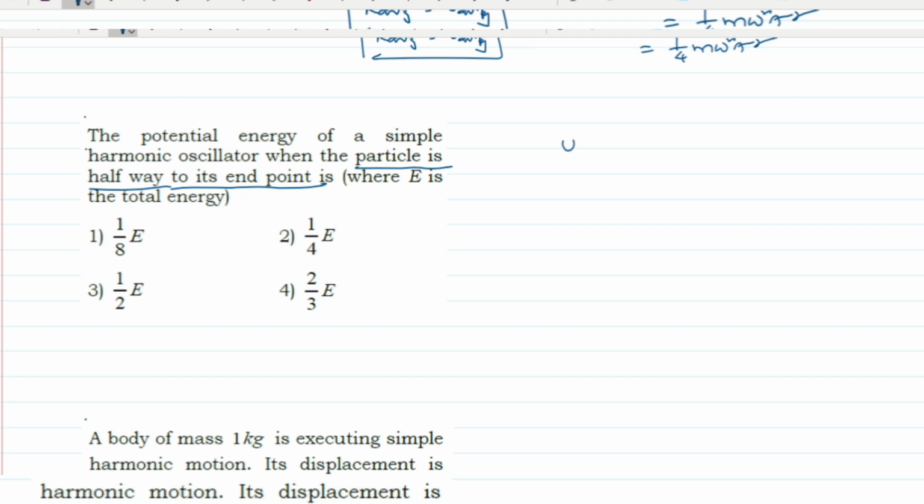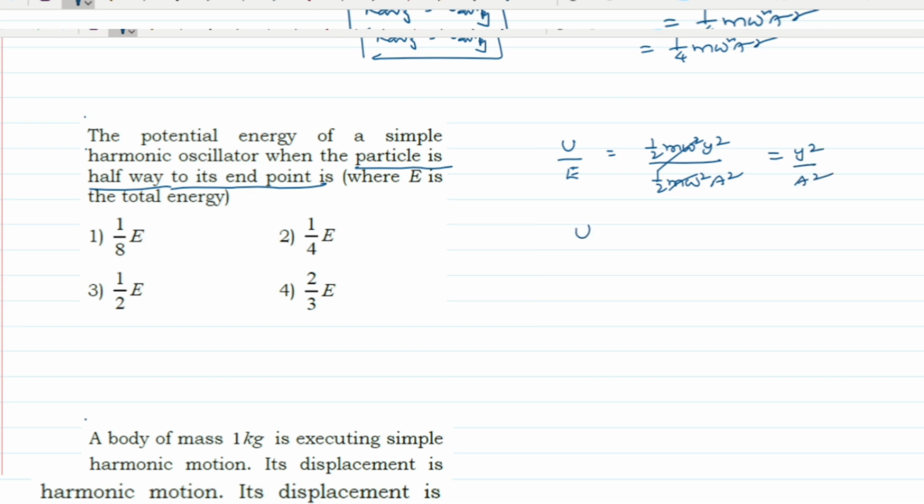If you take the relation between the potential energy versus total energy, it will be equal to half m omega square into y square, by the total energy formula, half m omega square into a square. You just cancel these two things, and we will be getting y square by a square.